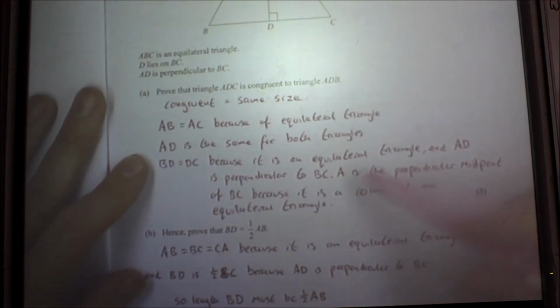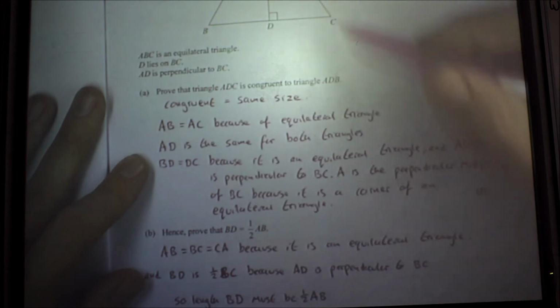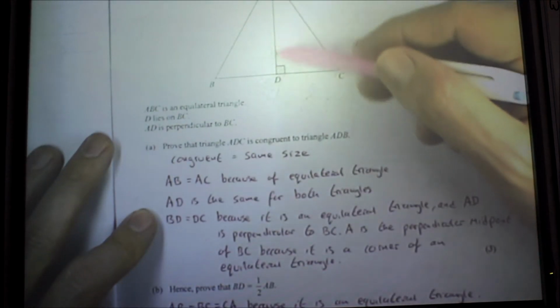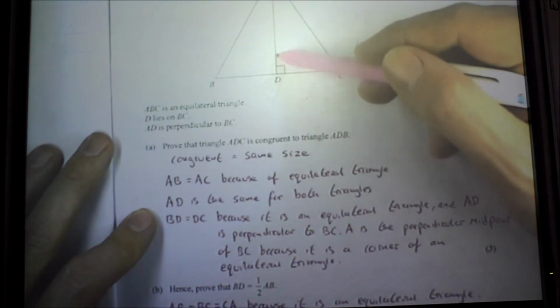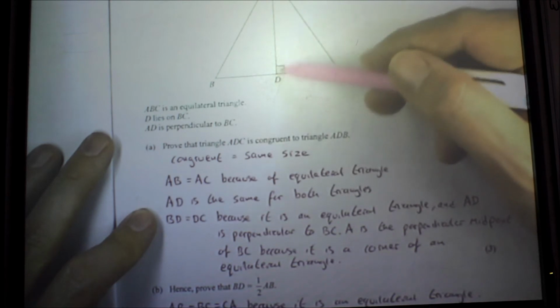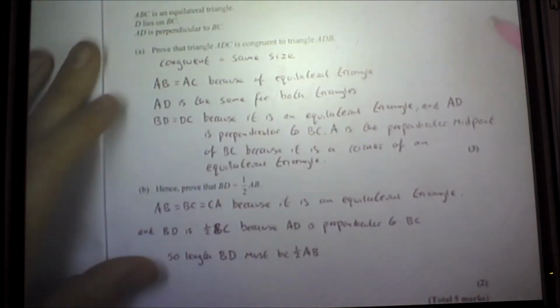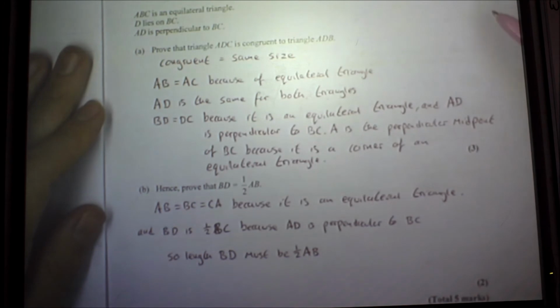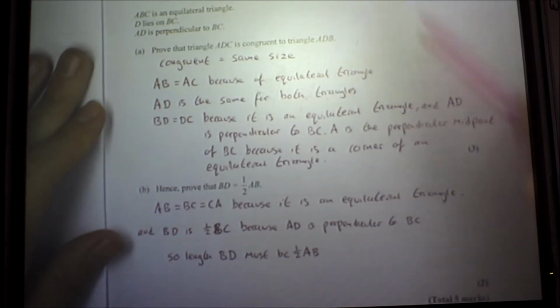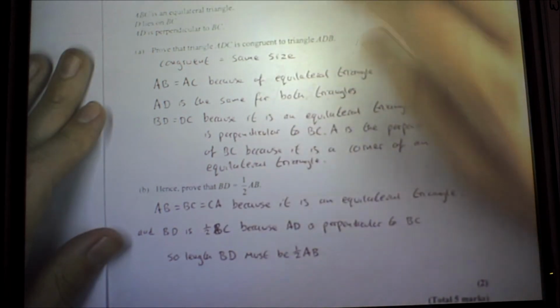So the perpendicular midpoint of BC, because it's a corner of an equilateral triangle. That means it must split it down the middle there, because that's a right angle, we're told. So it goes right between point B and point C. That means those two are the same, so all the sides are the same. Hence prove that BD is a half AB.